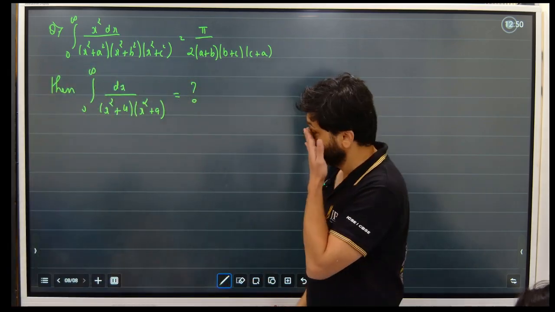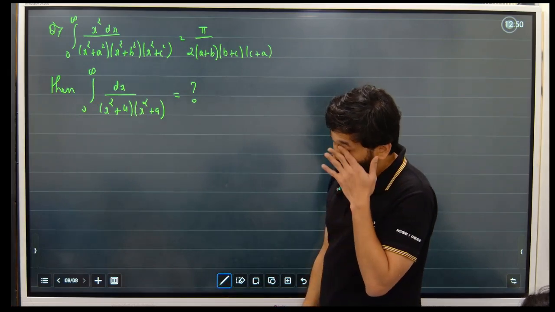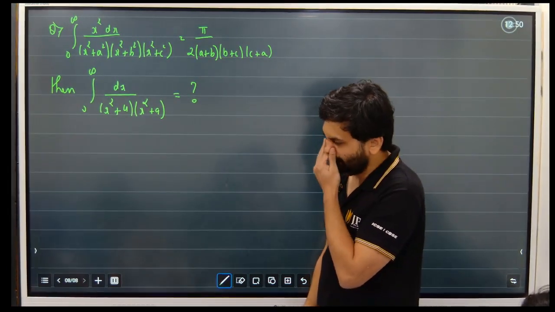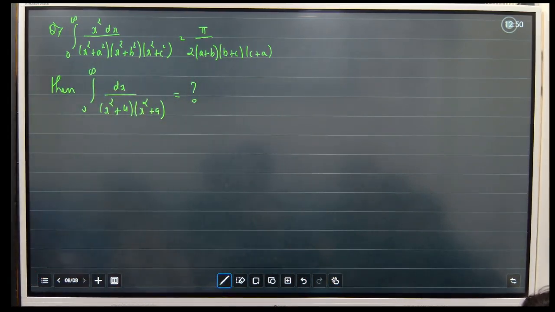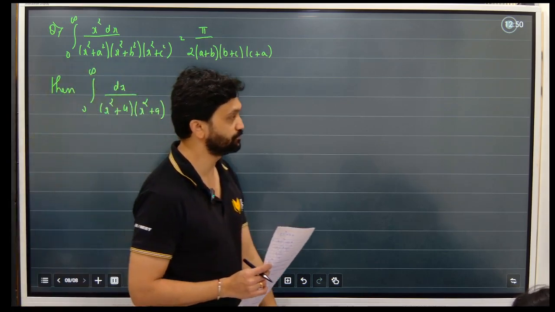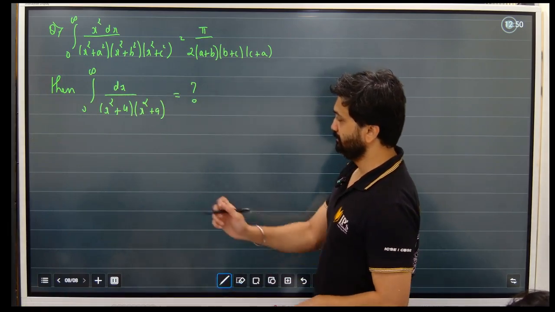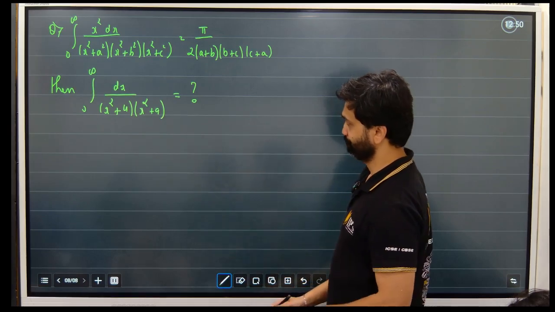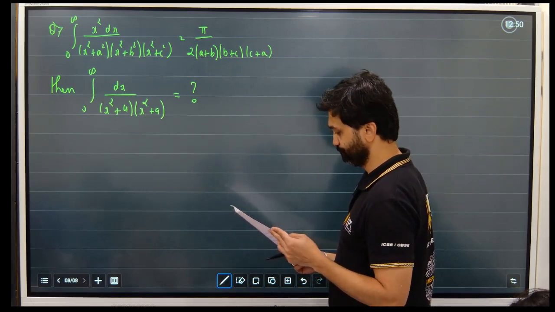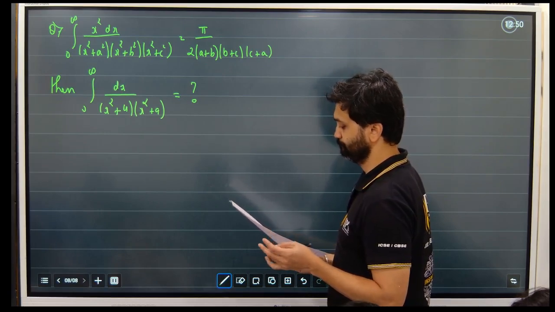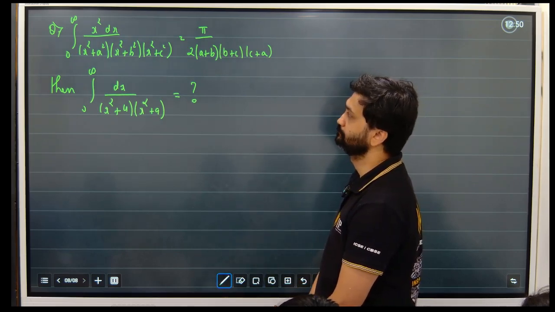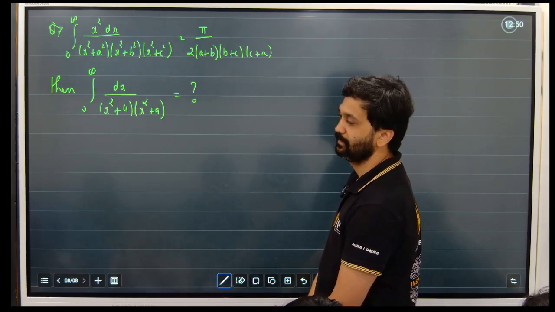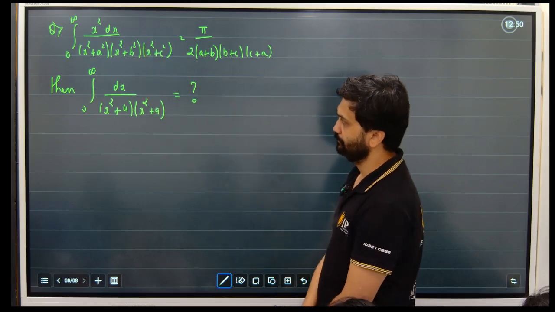Tell me, what do you understand from this question? Look at the question carefully and tell me what understanding is coming from it. Is there anything we can do or we can understand to solve the question? x square plus 4, x square plus 9. Tell me. We have x square plus a square. We have x square plus a square.